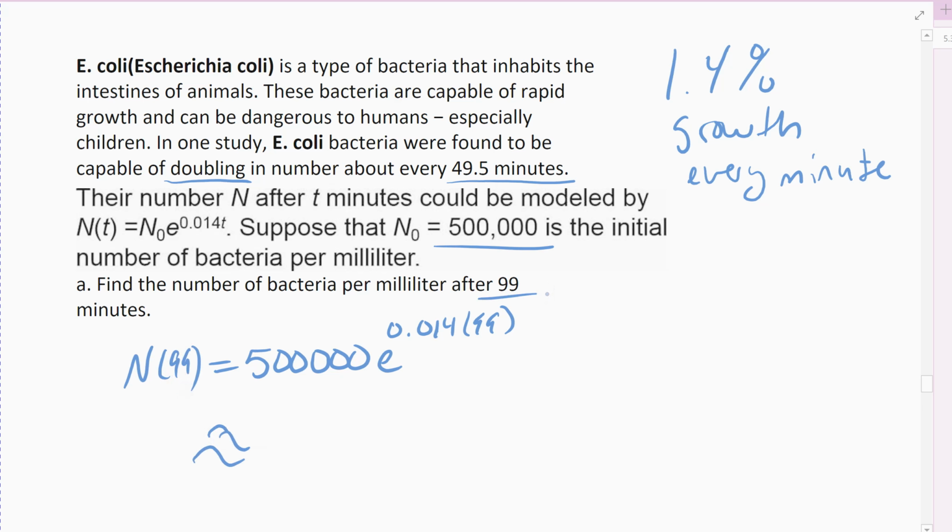Alright, which isn't very, again, 99 minutes is only a little over an hour and a half, right? 1 hour and 39 minutes. How many E. coli bacteria would be there in about an hour and a half?